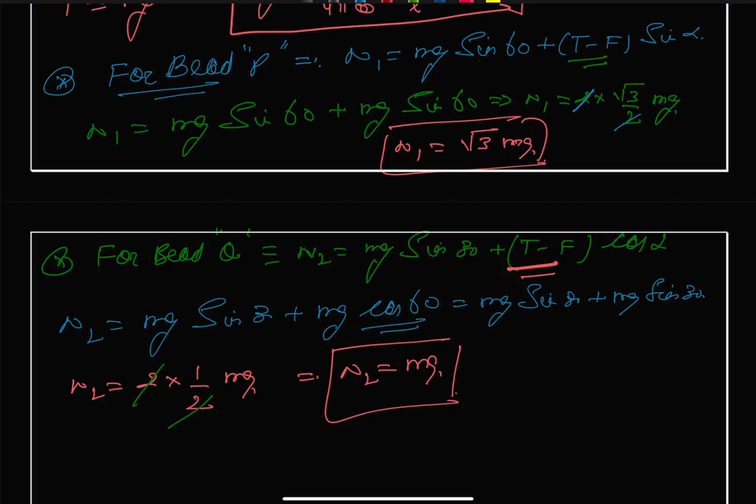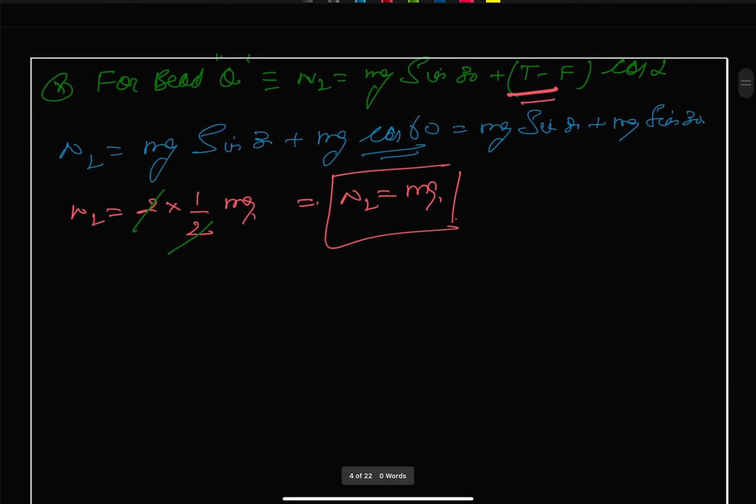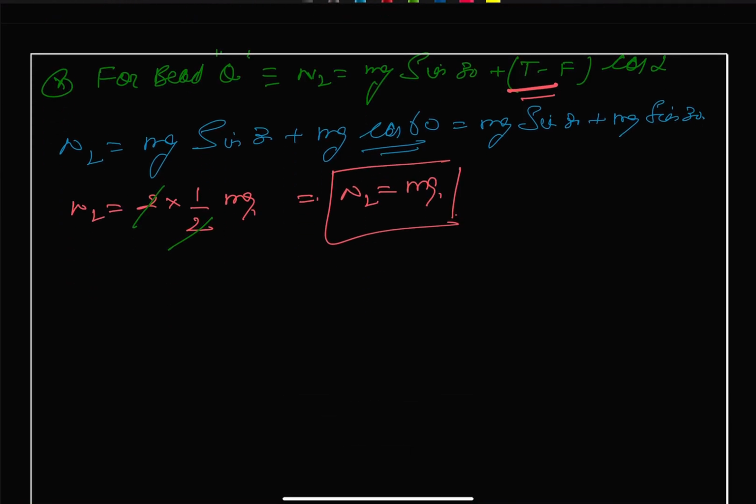In part B, it states that the cord is cut. But even though the cord is cut, it states that the charges are still in equilibrium. And when the cord is cut, the only force that is going to vanish or come to zero will be the tension in the cord, that is T. So the cord is cut, which basically means our tension T is equal to 0. But the beads remain stationary or in equilibrium.